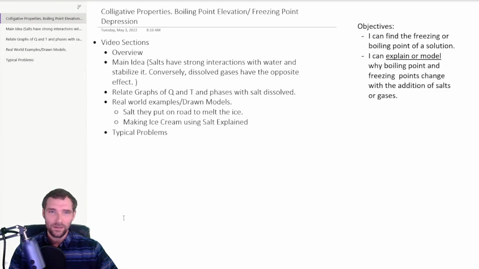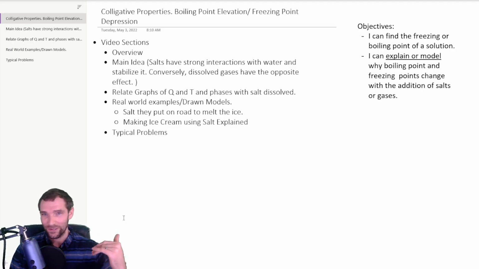I wanted to talk about colligative properties, specifically boiling point elevation and freezing point depression. I'm going to go over the main idea with the formula, but I'm going to emphasize a lot with some models and help you understand what's going on and why, because I think that will help you be more successful and also able to do a positive or a negative change when it's appropriate.